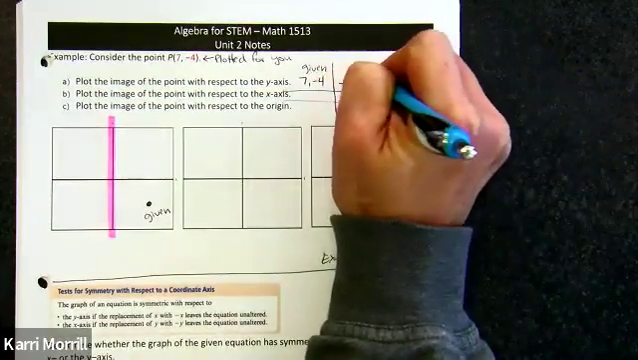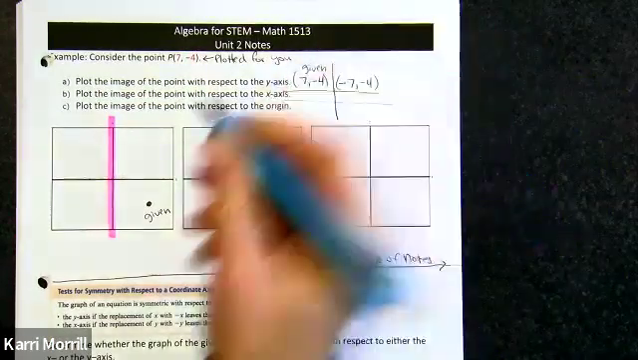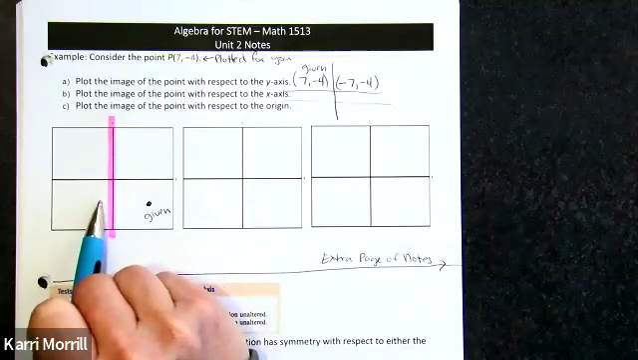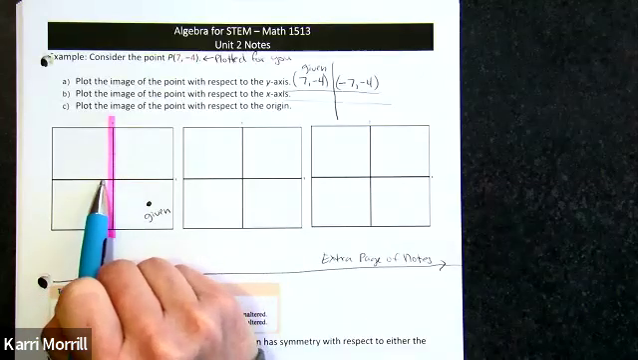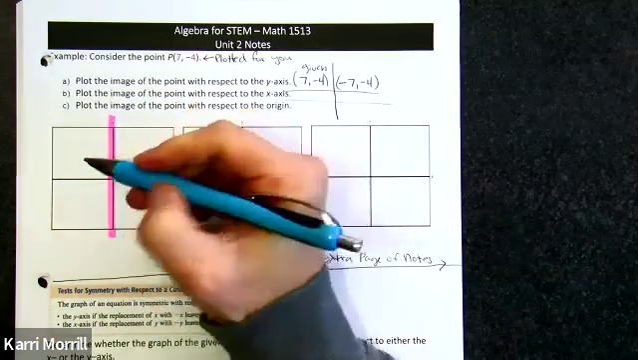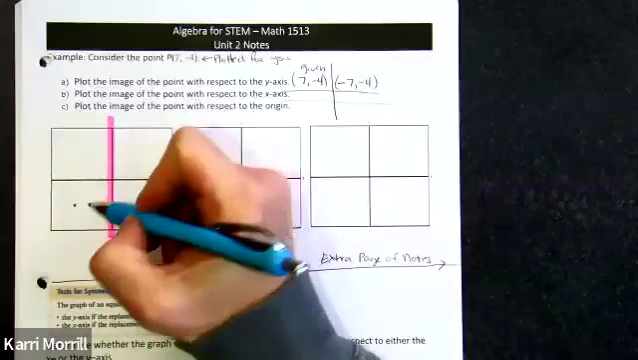So it's -7, -4. So we would need to go to the left 7. Oh, my old eyes. 1, 2, 3, 4, 5, 6, 7, down 4. So if this isn't just right, let's pretend it is.